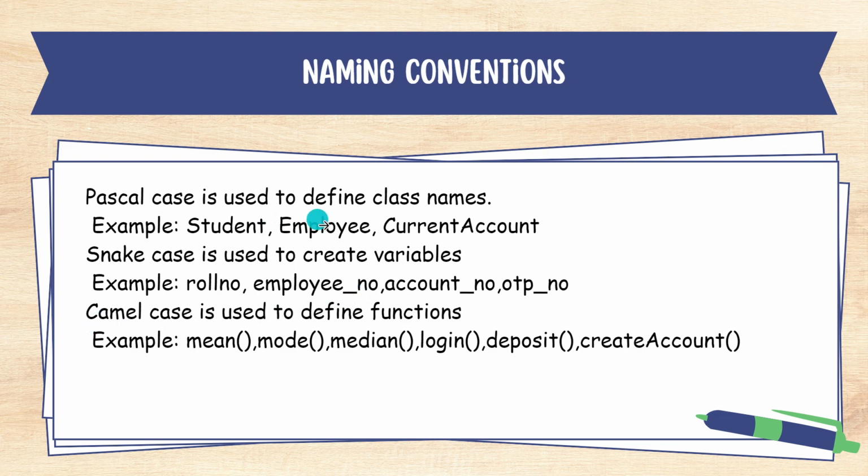And camel case is used to define a function. For example, there is a mean function, a mode function. When it connects two words, the function has two names, so the first character of the second word starts with a capital. This is known as camel casing; it somehow looks like a camel. Please understand, everyone: Pascal case is used to define the class name, snake case is used to define the variable name, and camel case is used to define the function name.